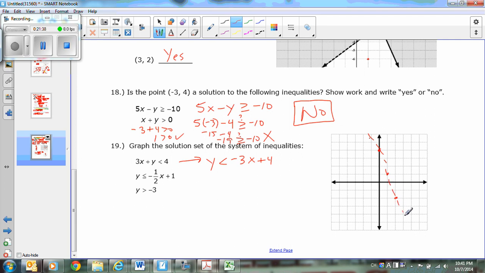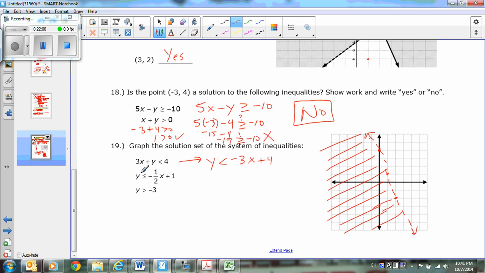When you do this on your paper, it'll hopefully look a lot better than mine. So pretend like that's straight. And since this is less than, that means we're going to shade below. So shade the area below that line. All right.